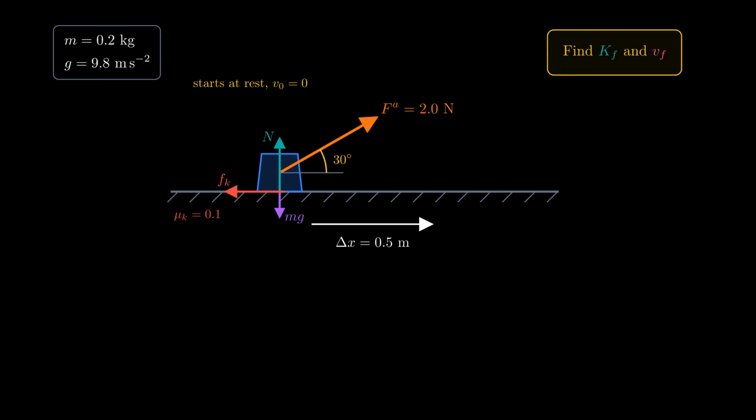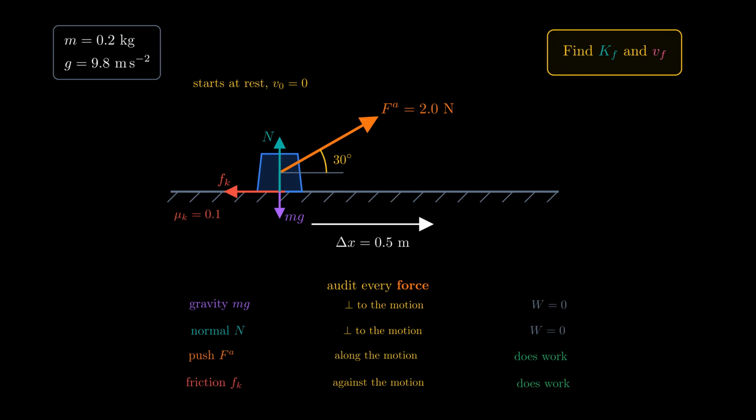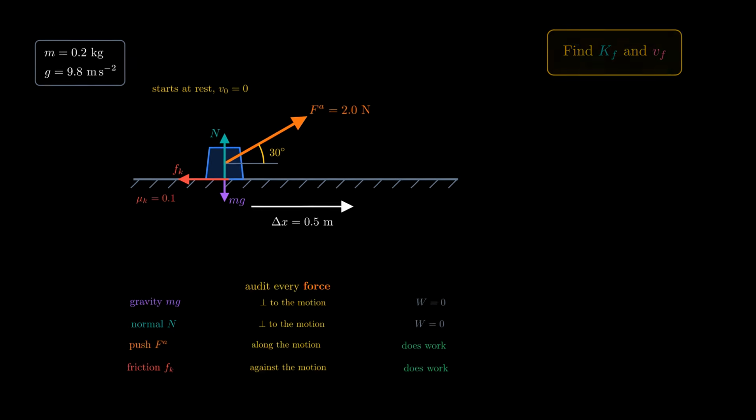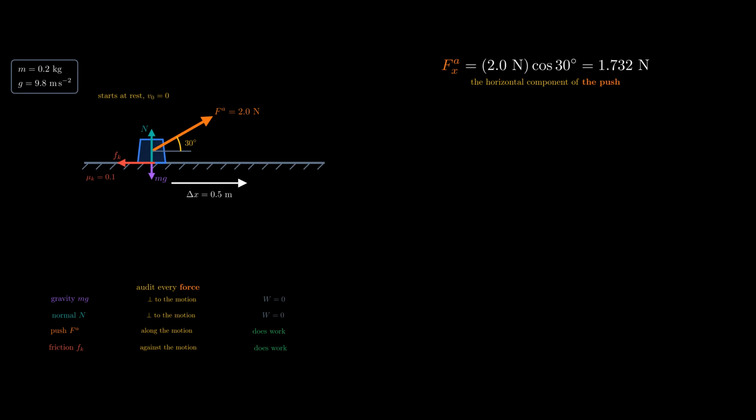The theorem uses the total work, so audit every force. Gravity and the normal force are perpendicular to the motion. Zero work from each. The push and the friction remain. The horizontal component of the push is 2.0 newtons times the cosine of 30 degrees, 1.732 newtons. Friction takes more care because the tilted push changes the normal force.